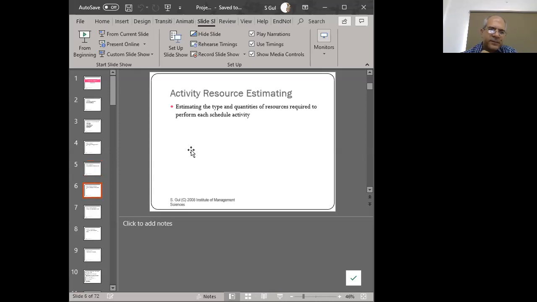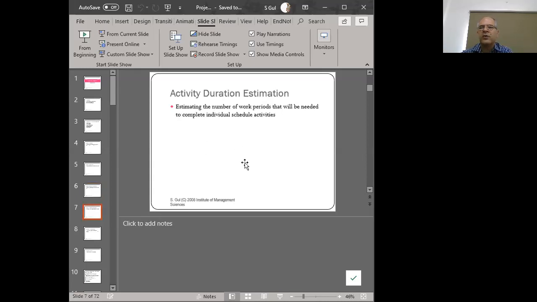So that's the sequencing. Resource estimation is concerned with estimating the type and quantities of resources required to perform each scheduled activity. So we're not only thinking about manpower, we are also thinking about capital resources and financial resources required to perform a particular work. So we're thinking about machines, we're thinking about money, we're thinking about people, right? And we're loading our activities, right? That's an important concern where, if we identify that two people are needed, then the immediate concern is who are those two people so that they can be loaded with that work, right? So that's an additional concern that we will have in our mind.